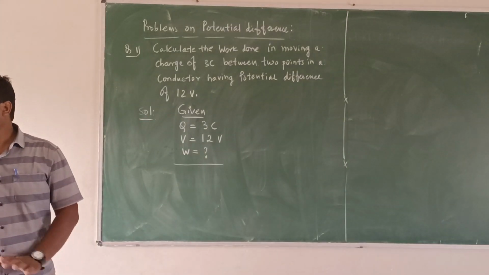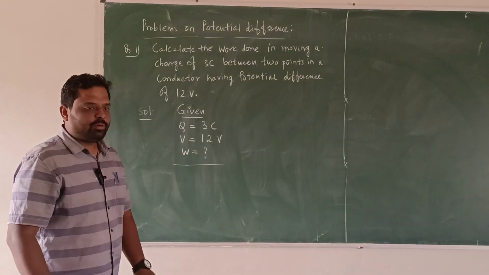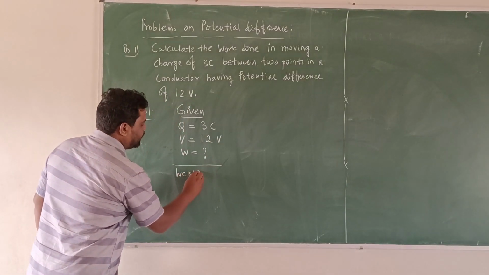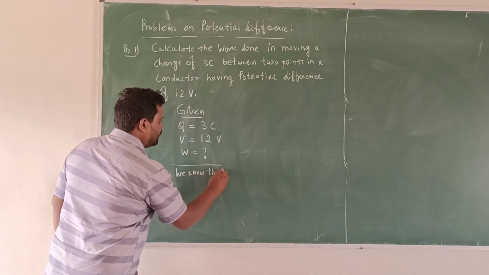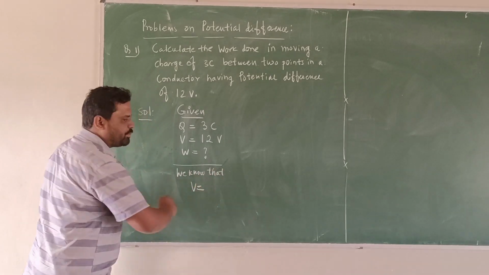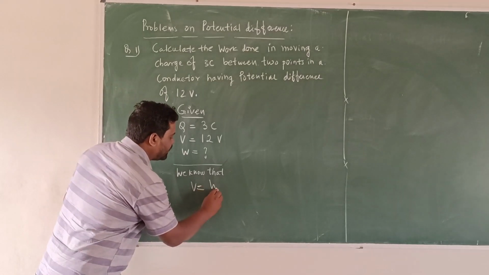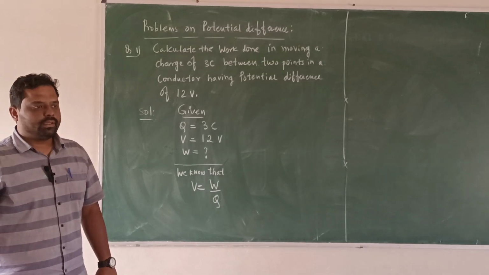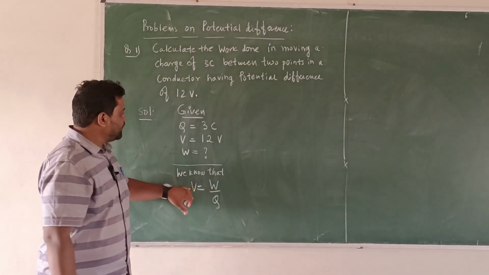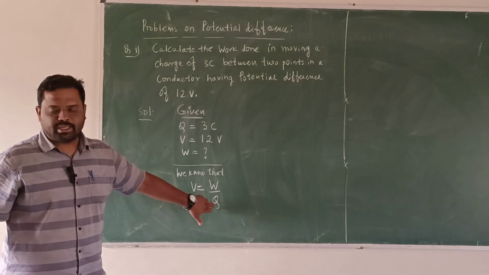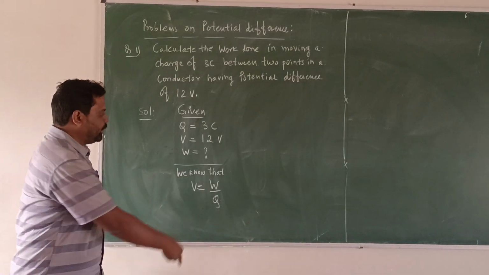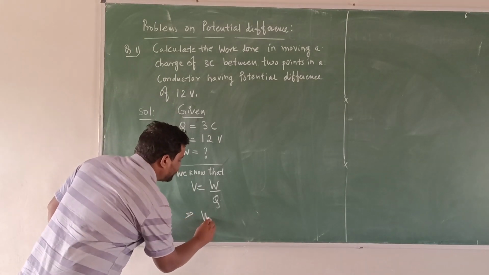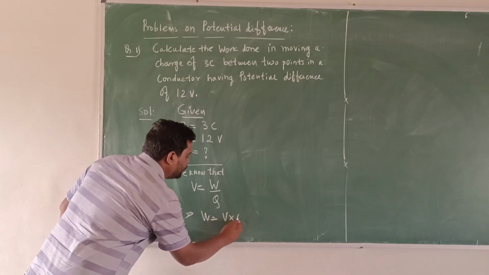That is what you need to calculate. What is the relevant formula? V is equal to W by Q. So we know that V, that is potential difference, is equal to work done divided by the charge. So V is given to us. Q, charge, is also given to us. We need to calculate W. So that means W is equal to V into Q.